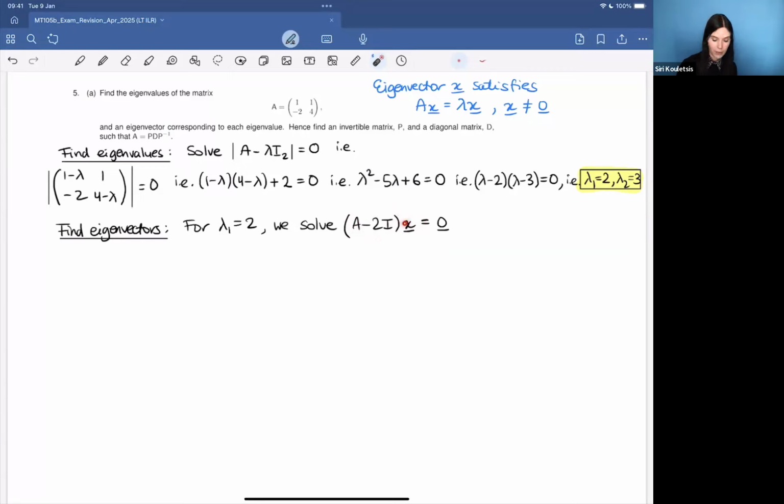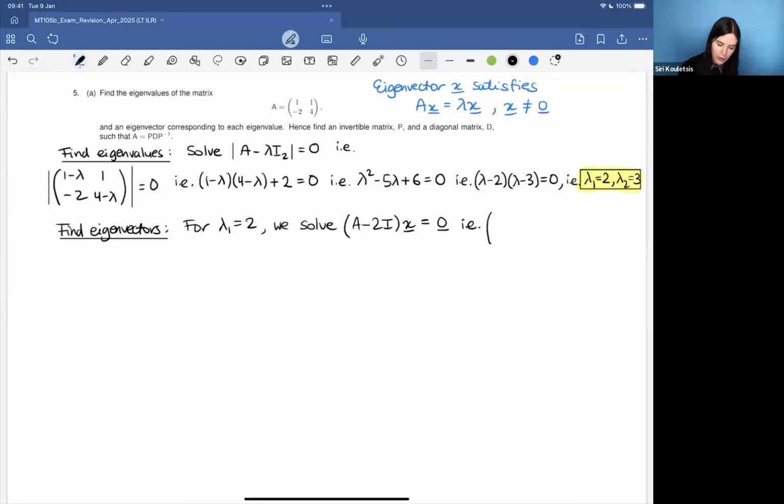Because conversely, if it were invertible, well, for a homogeneous equation, then the unique solution of that equation would be that X is the 0 vector. So that's not the case we're in. We know that this has infinitely many solutions. In other words, a line in R2 of solutions.